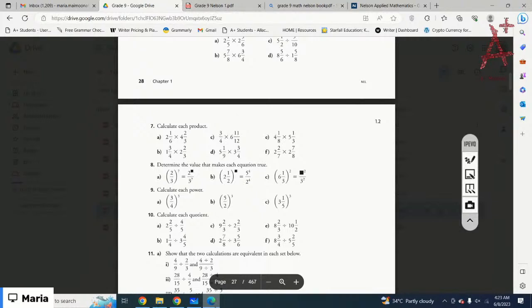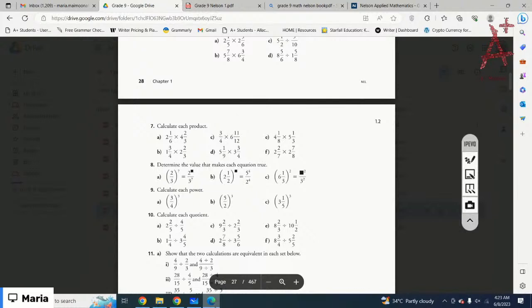Okay, the next one is 2 whole 1 over 2, and you have the missing exponent. And on the other side, you have 5 exponent 4 divided by 2 exponent 4. When you convert 2 whole 1 over 2 to an improper fraction, it equals 5 over 2. Got it? So that means the missing exponent is 4.